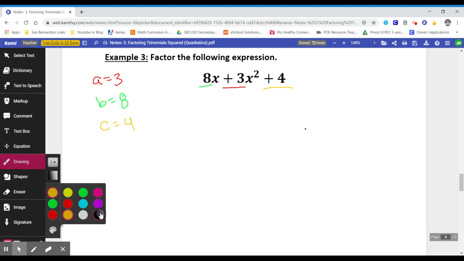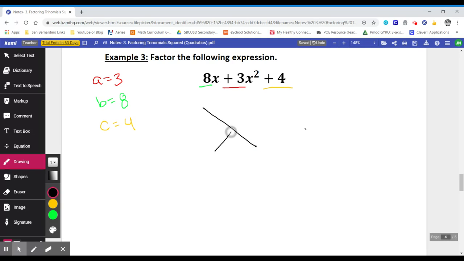Okay. Next thing we need to do is make a big X. So somewhere on the side of your paper, make a big X. You're going to multiply a times c, and then put it on top, and then b, we're going to put on the bottom. So a times c, that'll be 4 times 3, which is 12. B, we're going to put on the bottom, which is the number 8.